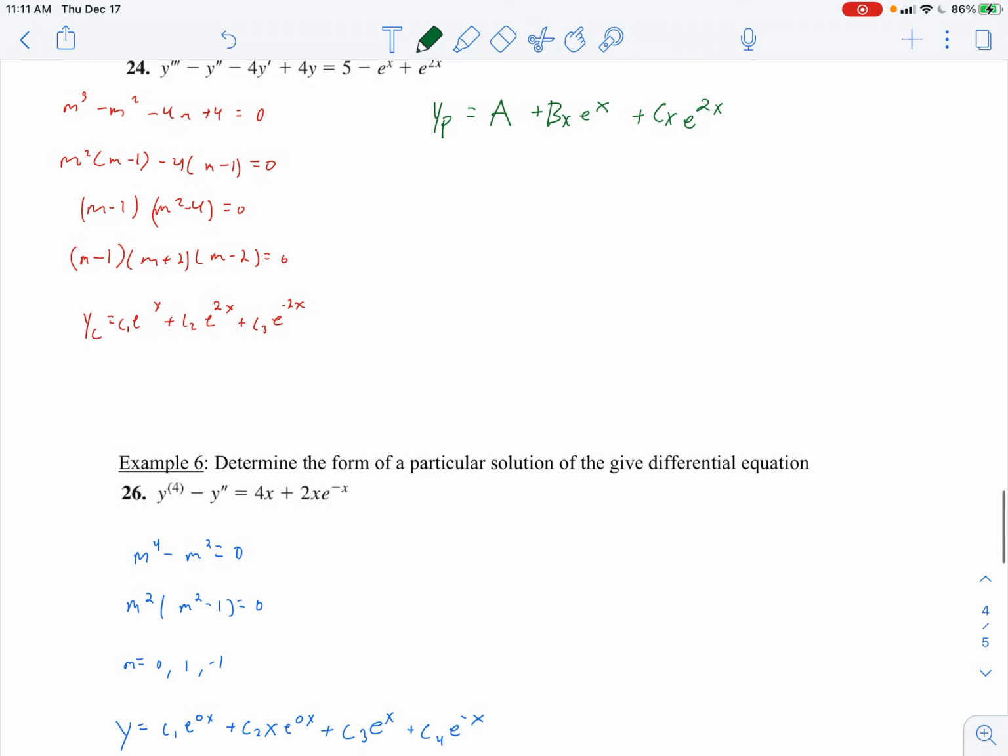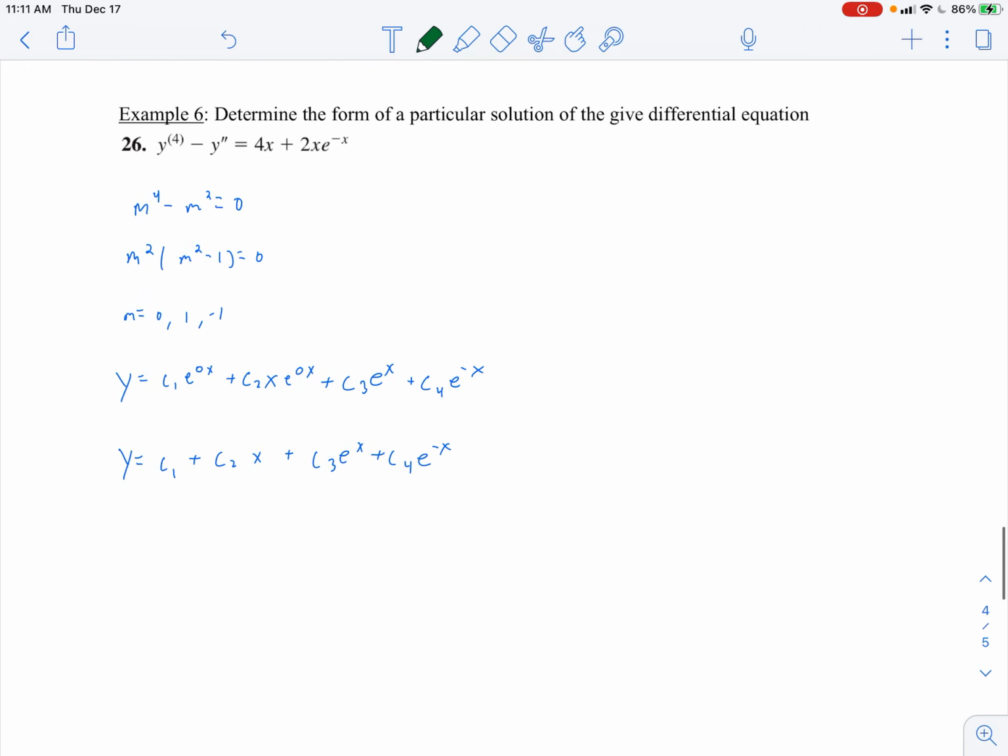So that's it for that. And now I'm going to go ahead and do example 6. Determine the form of a particular solution of the given differential equation. So again, we're just looking for the form of the particular solution. All right. So here we have a fourth order linear differential equation. So we're going to solve for the complementary solution first. So we set it equal to 0.